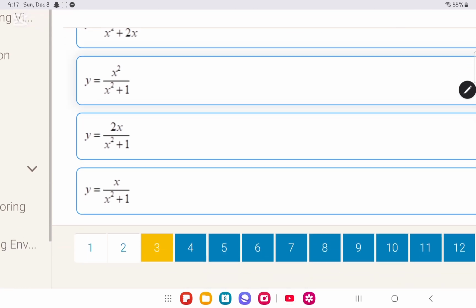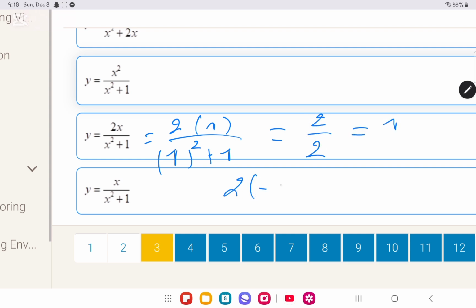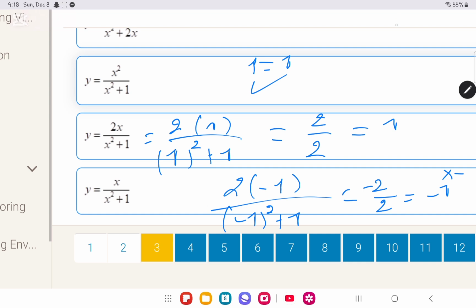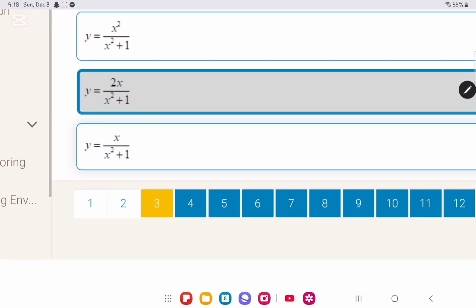For the next one, we are going to substitute 1, so 2 times 1 over 1 to the power of 2 plus 1. So that is 2 divided by 2, which is 1. If we substitute minus 1, that is 2 times minus 1 divided by minus 1 to the power of 2 plus 1. So it's going to give us minus 2 divided by 2, which is minus 1. If we multiply this by negative, we are going to get 1 is equal to 1. So yes, definitely this is an odd function.